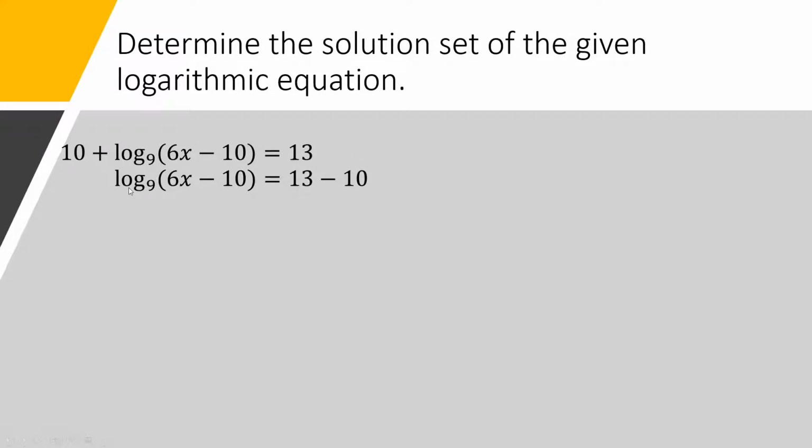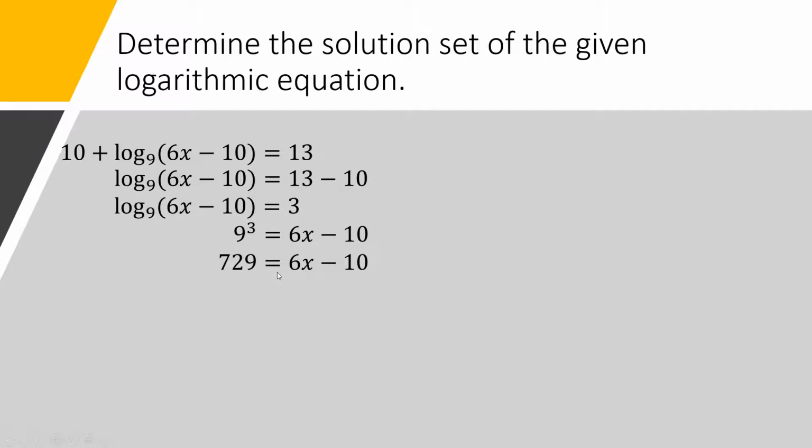So in other words, we have the logarithm of the quantity 6x minus 10 with base 9 equals, of course, 13 minus 10 is equal to 3. Now, since we have a single logarithm on the left side, we can now use the properties or the laws of logarithm. This is the base, this is the exponent, and this is the answer. The argument of the logarithm is actually the answer of the exponential equation. So you have 9 raised to 3 is equal to 6x minus 10. And then 9 raised to 3 is equal to 729, and that is equal to 6x minus 10.